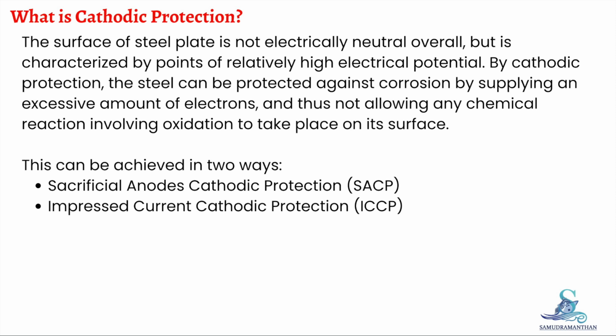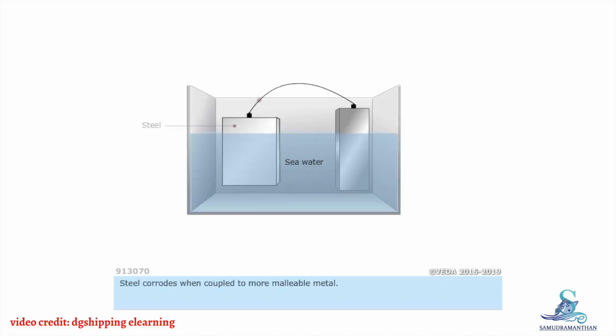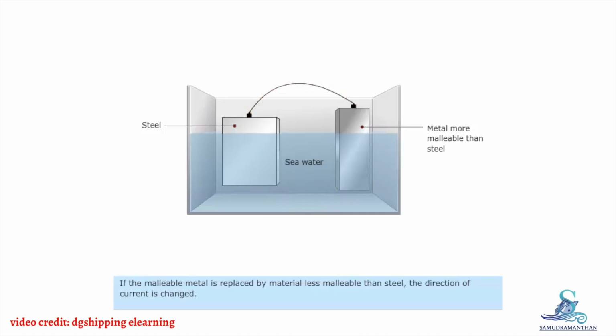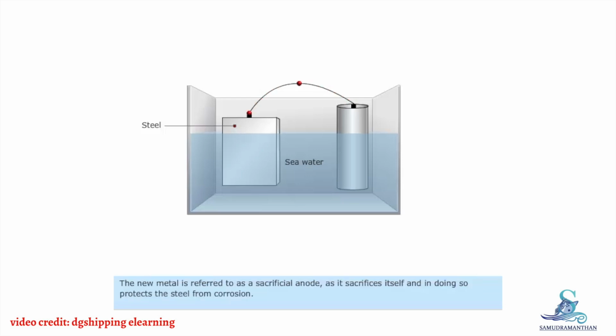Cathodic protection can be achieved in two ways: sacrificial anodes cathodic protection and impressed current cathodic protection. Steel corrodes when coupled to a more malleable metal. If the malleable metal is replaced by a material less malleable than steel, the direction of current is changed. The new metal is referred to as a sacrificial anode, as it sacrifices itself, and in doing so, protects the steel from corrosion.